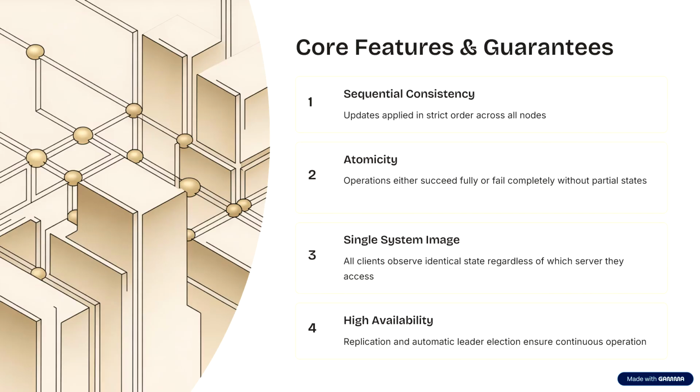The fourth feature of ZooKeeper is high availability. If one server fails, others continue working through leader election and replication. These features make ZooKeeper reliable for mission critical systems. These are the core features and guarantees of ZooKeeper.